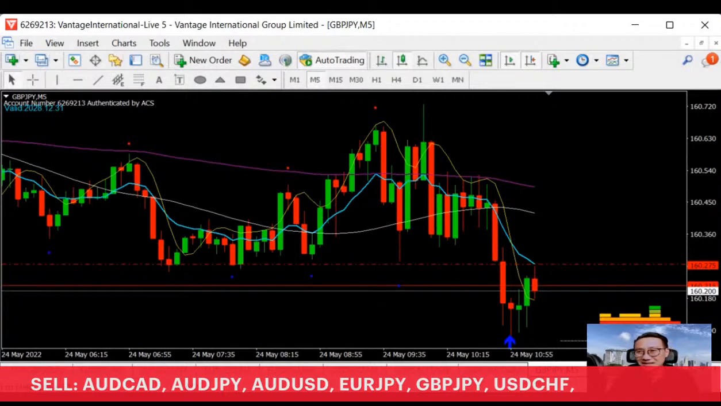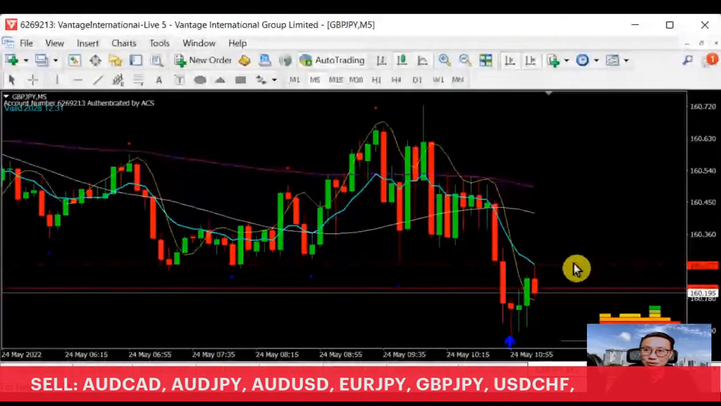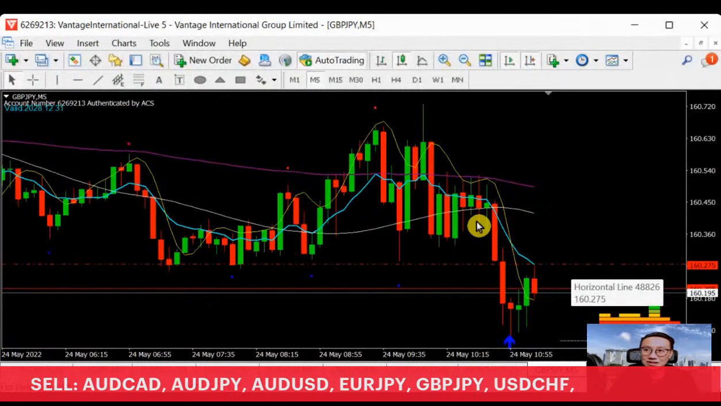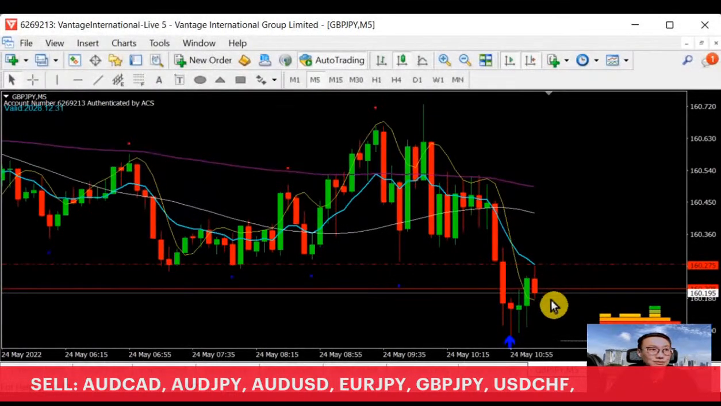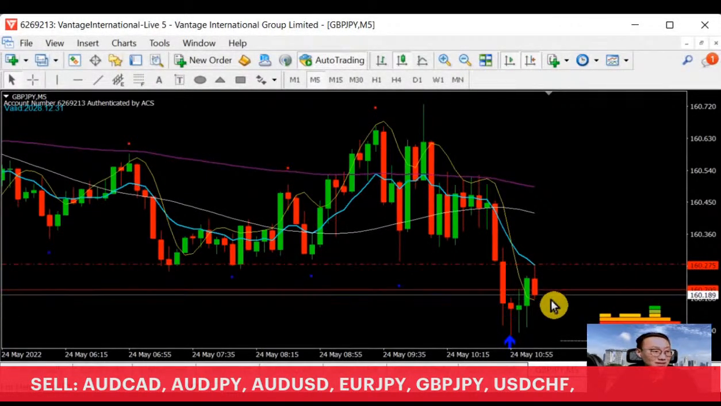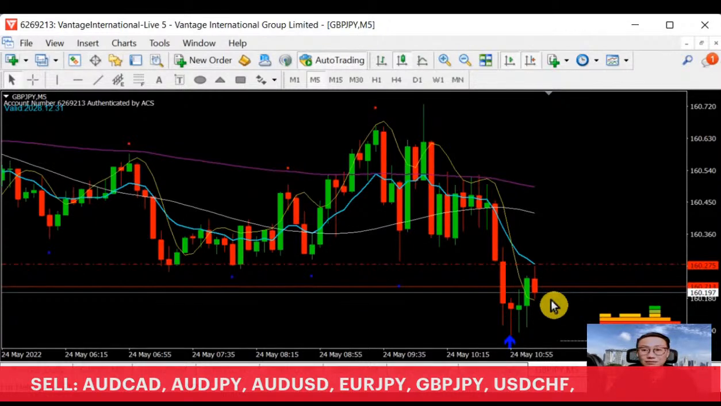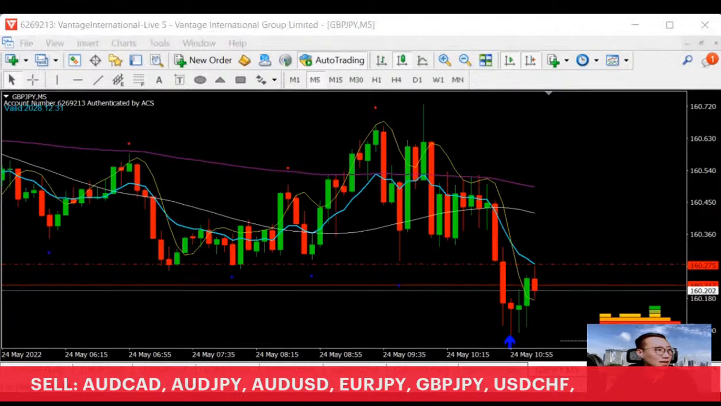This is what I meant. M5 over here, you see, it retraces upwards, retests the previous support as a resistance. It rejected and became a selling signal. The selling signal is here, but is it a good time to enter for a trade? Right now, it may not be a good time to enter a trade first. So just hang on for a little while.